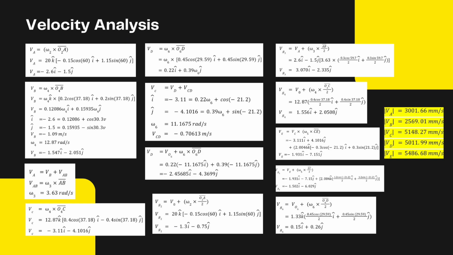Next, velocity analysis. For velocity analysis, we have a total of 5 points that we use in calculation. It's point A to point E. That means we will get velocity from point A to point E, and omega or angular velocity from point A to point E as well.